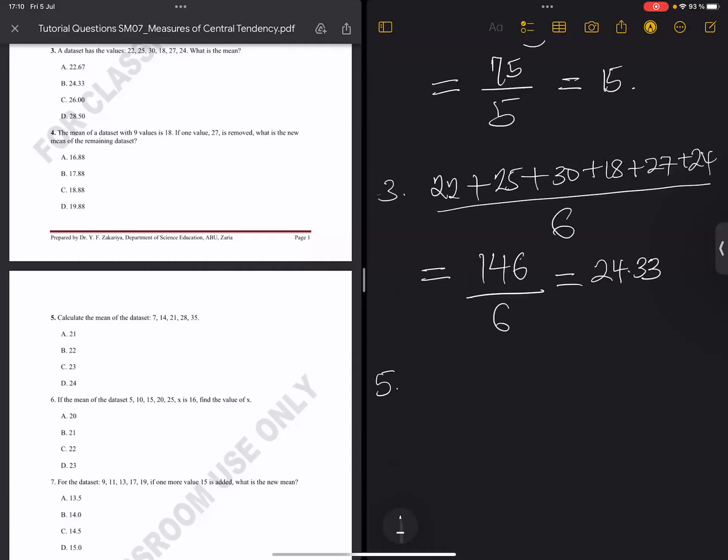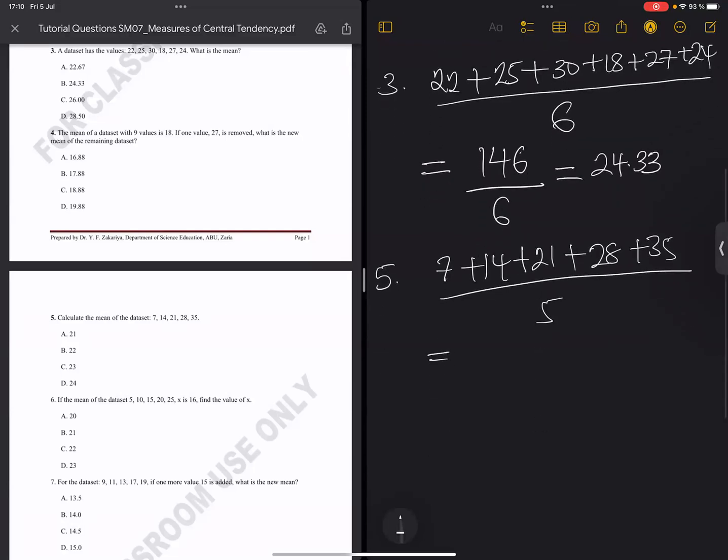So we go to problem number 5, where it says, calculate the mean of the data sets 7, 14, 21, 28, and 35. We just find the mean: 7 plus 14 plus 21 plus 28, then plus 35, and then divide by the number of items, 1, 2, 3, 4, 5. It's also very simple. We just punch the calculator to get the sum, which I got to be 105.